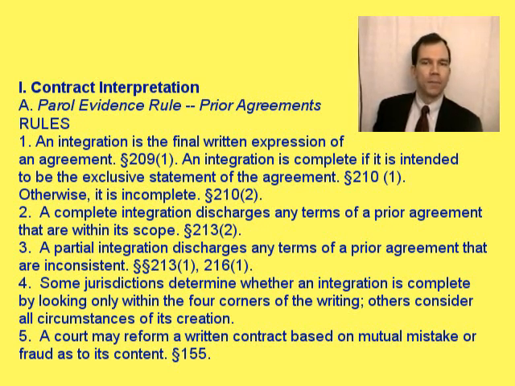The second rule is that a complete integration discharges any terms of a prior agreement that are within its scope. The third rule is that a partial integration discharges any terms of a prior agreement that are inconsistent. And the fourth rule is that some jurisdictions determine whether an integration is complete by looking only within the 4 corners of the writing, while others consider all circumstances of its creation. And the fifth rule is that a court may reform a written contract based on mutual mistake or fraud as to its content.